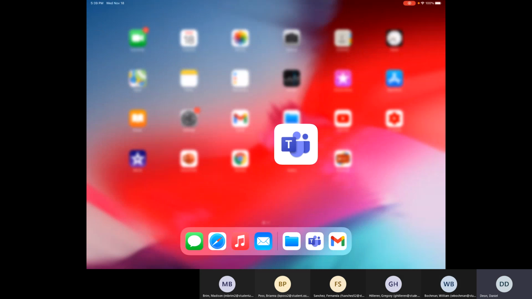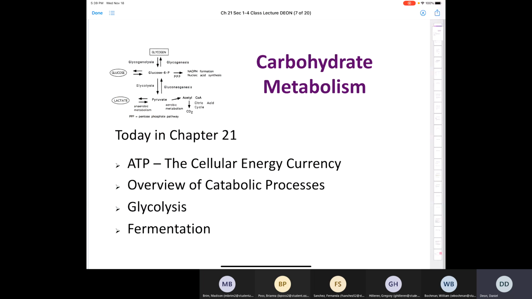All right, Chemistry 102. We're going to talk about carbohydrate metabolism in this lecture. And we want to go through it very carefully and dissect each one of these sections of chapter 21, as many as we can, and point out what are the most important parts for you to understand about carbohydrate metabolism.